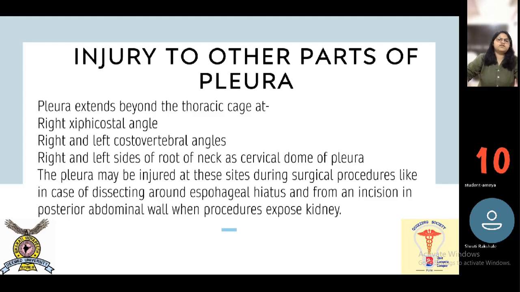So we can see how injuries can be avoided, and where injuries have to be avoided during surgical procedures, as the pleura extends beyond the thoracic cage at the right xiphocostal angle, right and left costovertebral angles, and right and left sides of the root of the lung, as the cervical dome of pleura. The pleura may be injured at these sites during surgical procedures, like in case of dissecting around the esophageal hiatus and from an incision in the posterior abdominal wall when procedures expose the kidney.